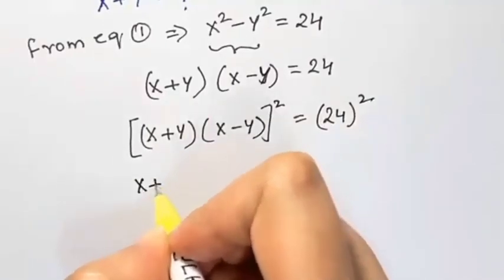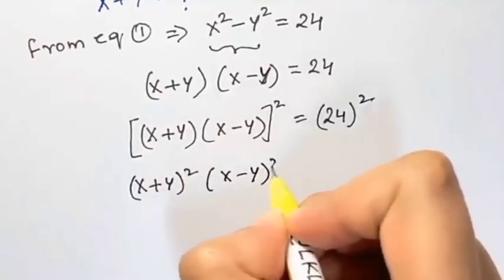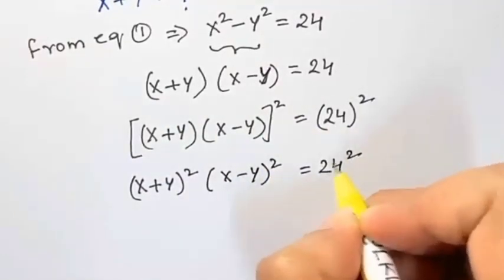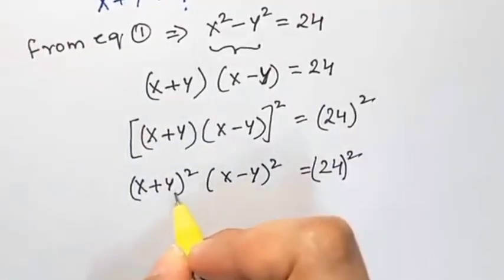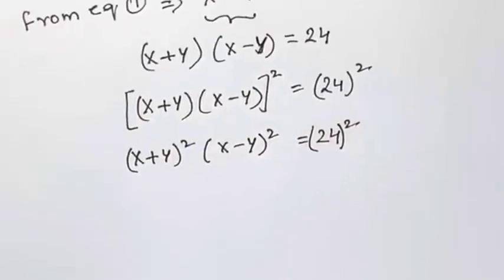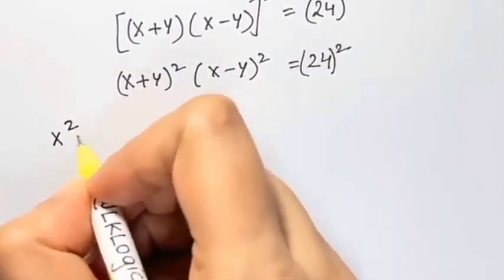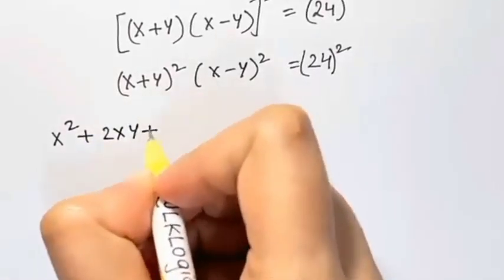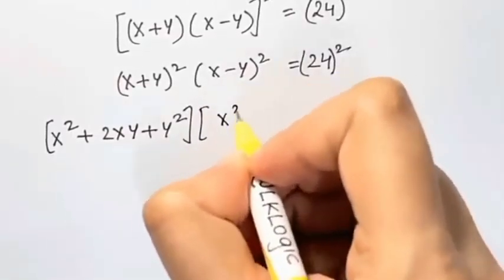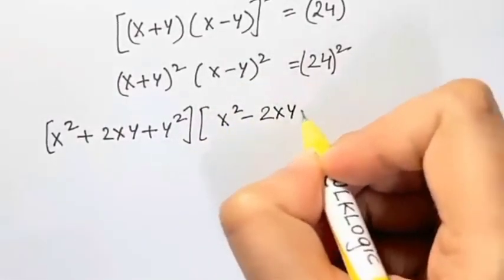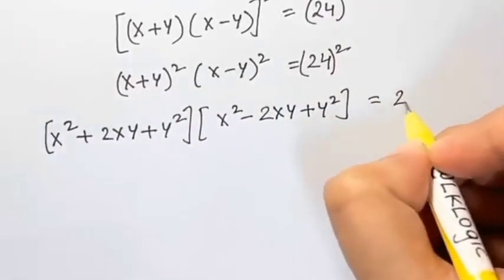I'll put it as (x + y)² times (x − y)² is equal to 24². So now I'm going to expand. This is (a + b)² and this is (a − b)². So I'm going to get x² + 2xy + y², and then here I'm going to get x² − 2xy + y², is equal to 24².